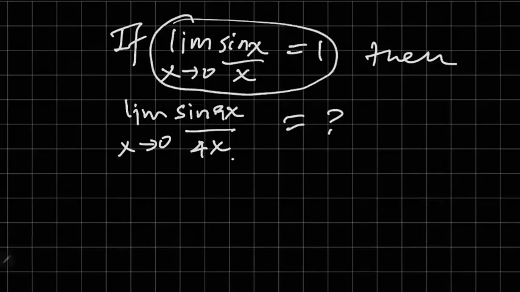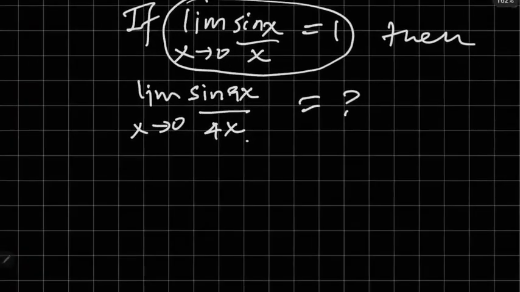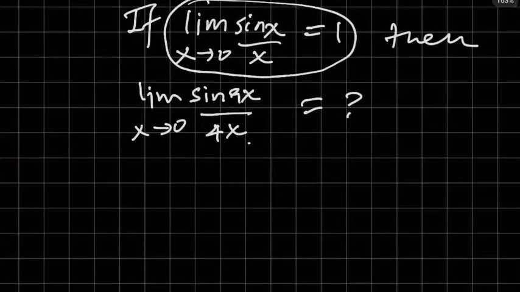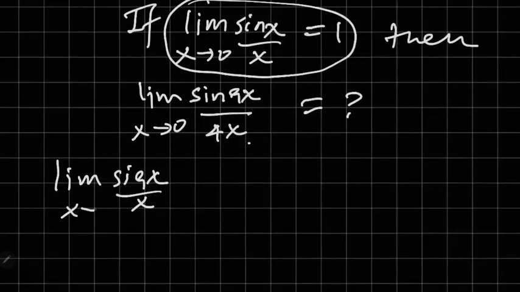One of the techniques to solve trigonometric limits is managing the given expression into a known limit. So to transform this sine 9x over 4x into the form of sine x over x, what we're going to do is, the limit of sine 9x over x as x goes to 0 is equal to, let first the 9x be equal to some y.